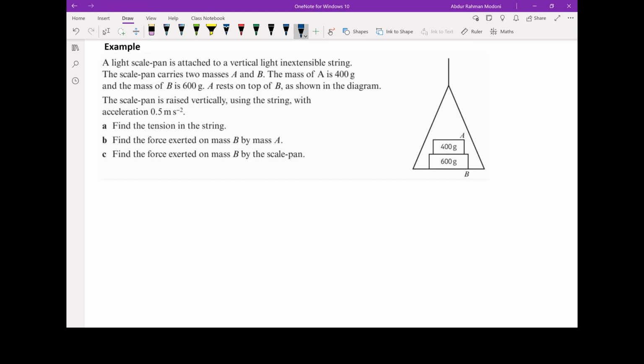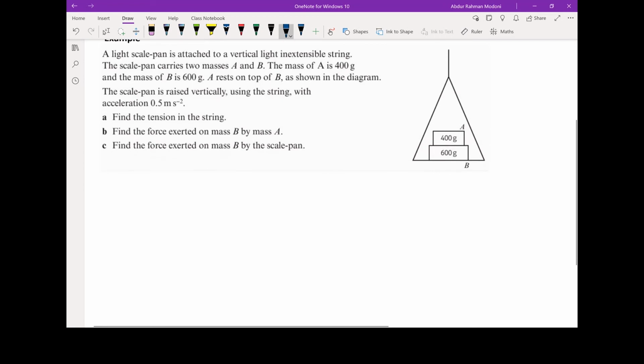Now, when tackling a question like this, where two objects are in contact with each other and we are interested in the force exerted by one on the other, which is what the question goes on to say, force exerted on mass B by mass A, force exerted on mass B by the scale pan. So when we're interested in the contact forces, these reaction forces between the objects, what we need to do is find another way of drawing this diagram such that we can see all the forces between each object. How I tend to do this is redraw the diagram, but with the objects separated, kind of floating.